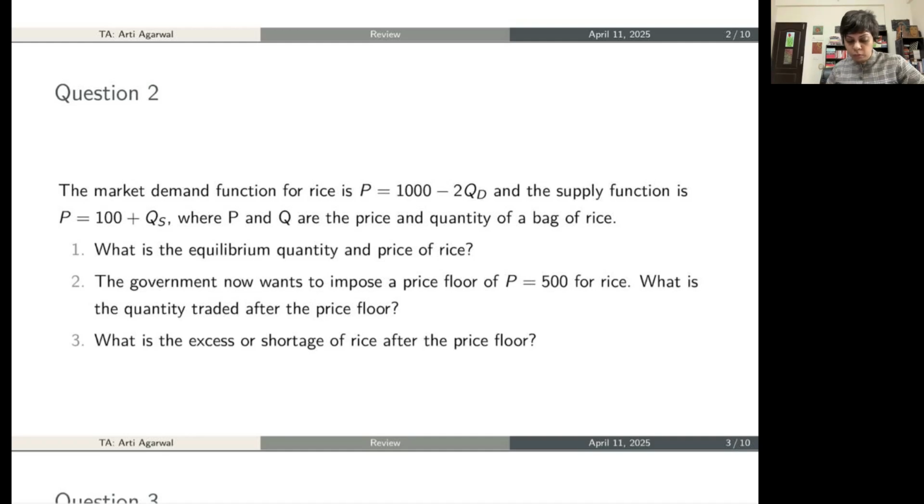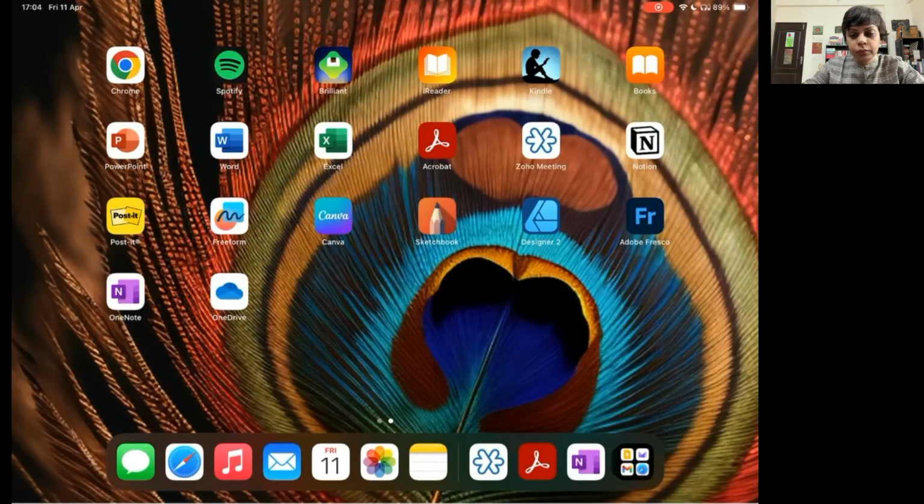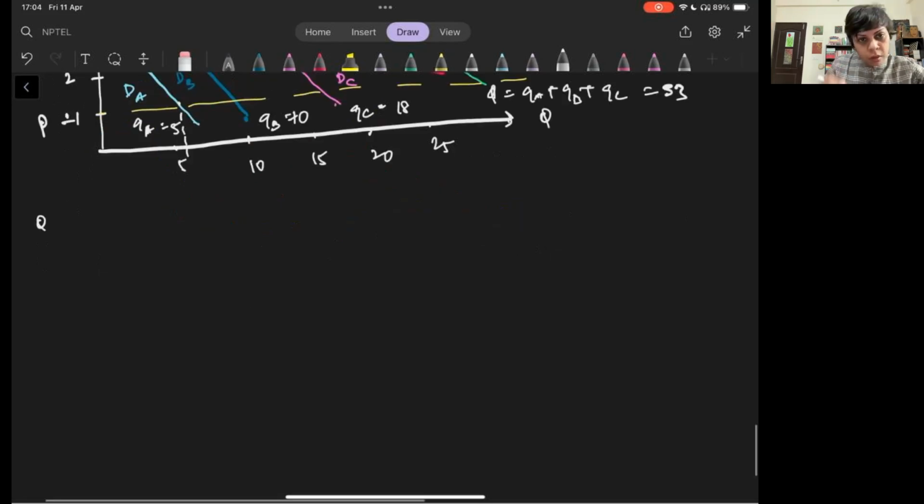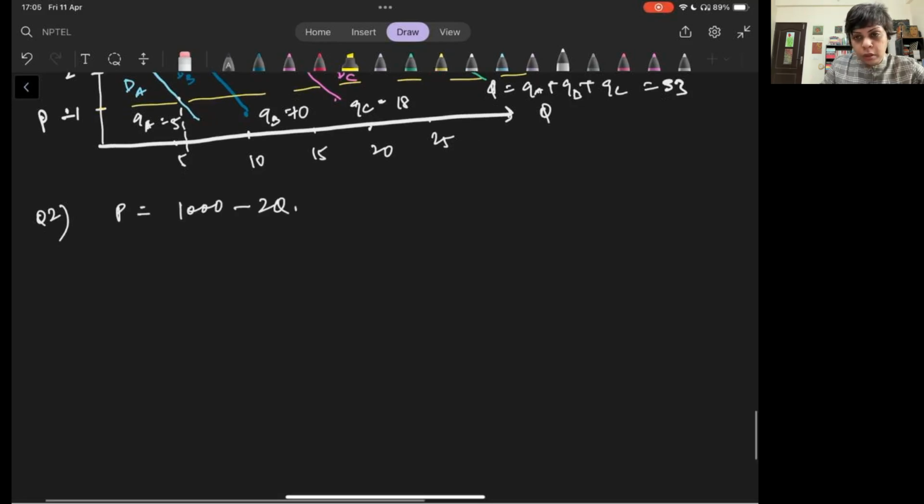Okay, so let's do this question. It's a pretty simple, straightforward question. Let me open the question. So this is question 2. You're given the inverse market demand function as P equals 1000 minus 2QD, and you're given the inverse market supply function as P equals 100 plus QS. P and Q are the price and quantity of a bag of rice. You're asked what is the equilibrium quantity and price.